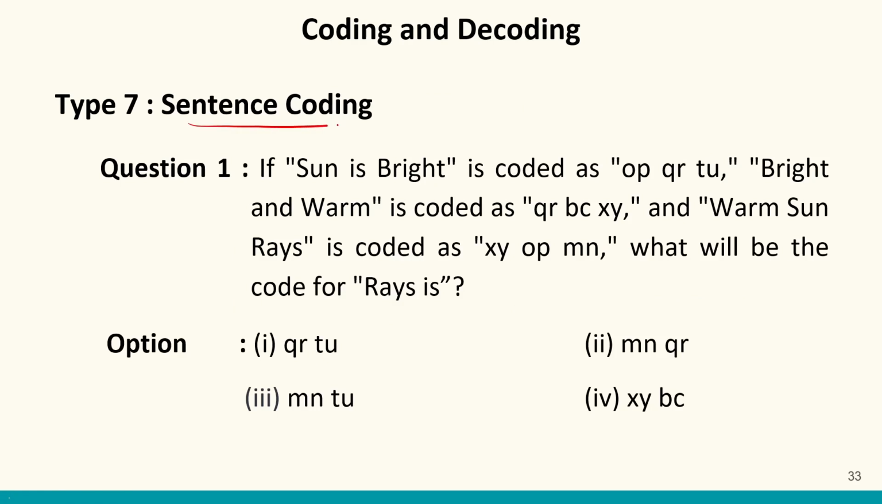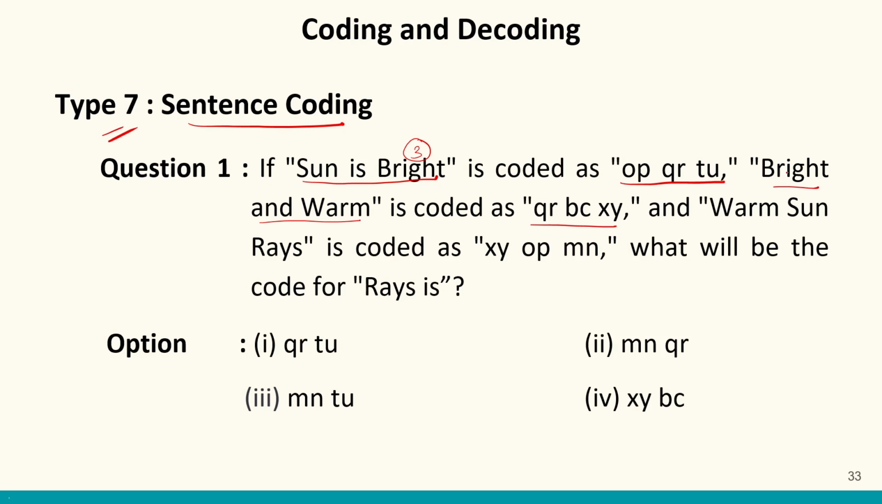Then we have sentence coding. Okay, this is type number 7. In sentence coding, each word in the sentence is coded as a pair of alphabets. But we have to check whether they are in order or not. So let us look at this. Sun is bright is coded as OPQRTU. And bright and warm is coded as QRBCXY. So bright is number 3 over here. That means TU should be the coding for bright.